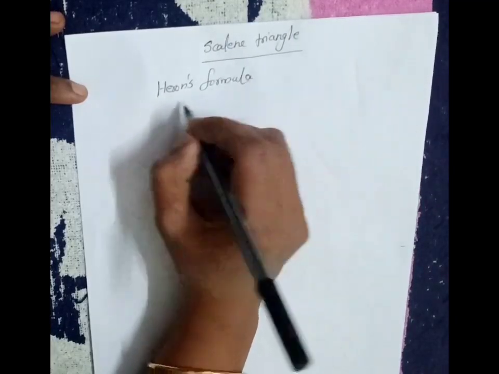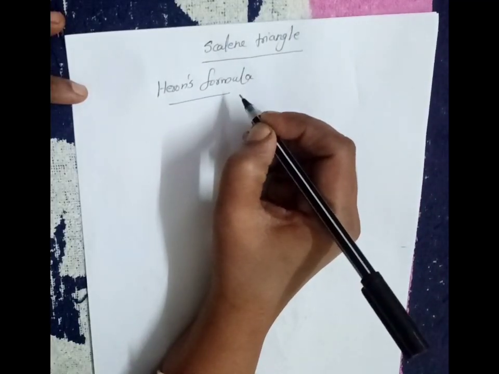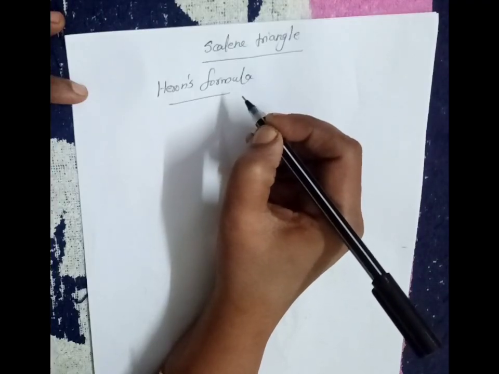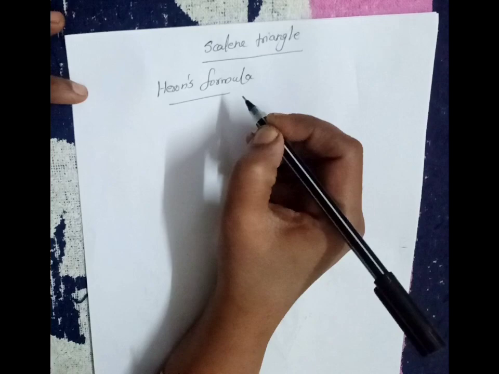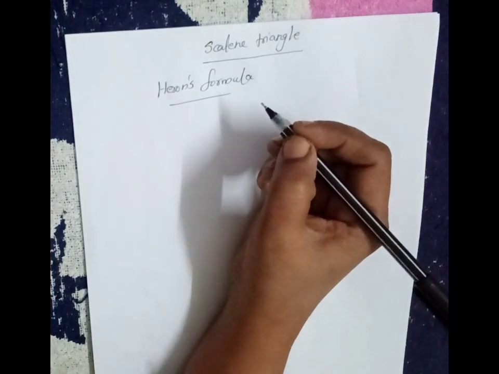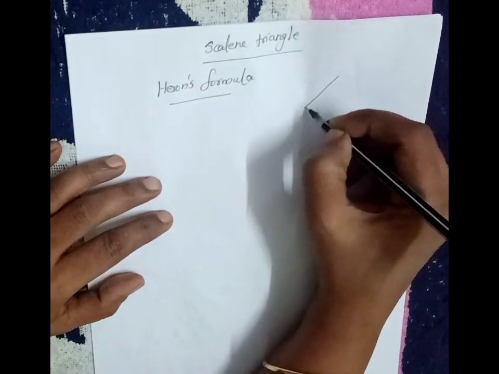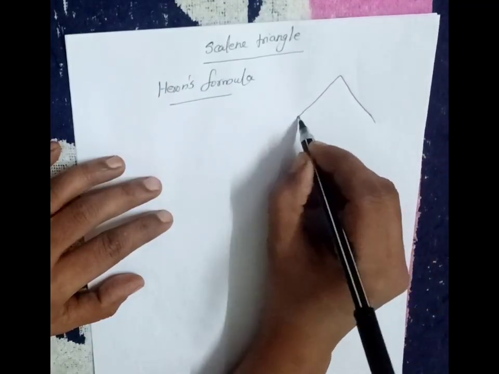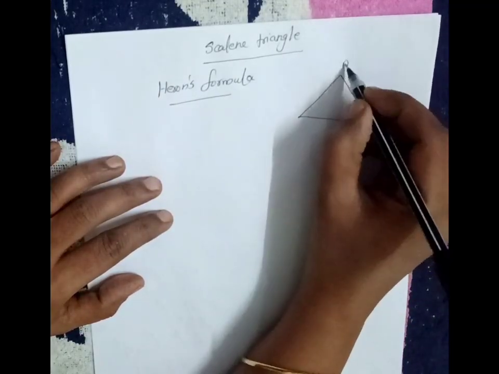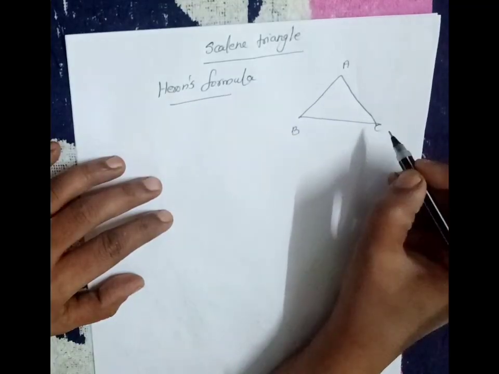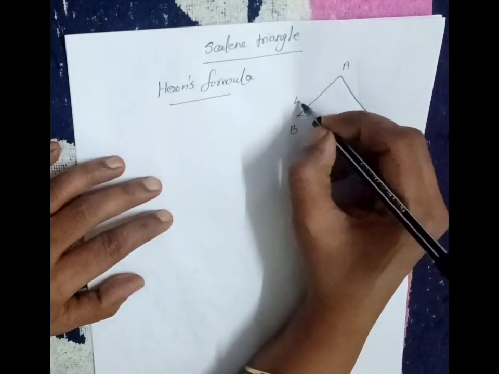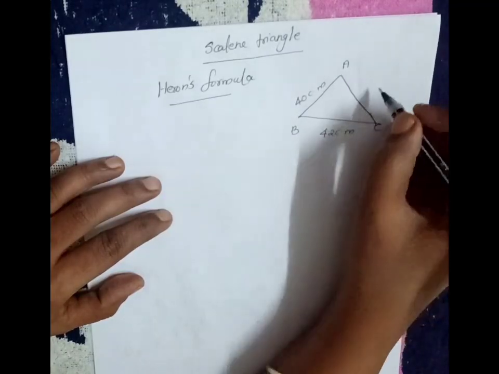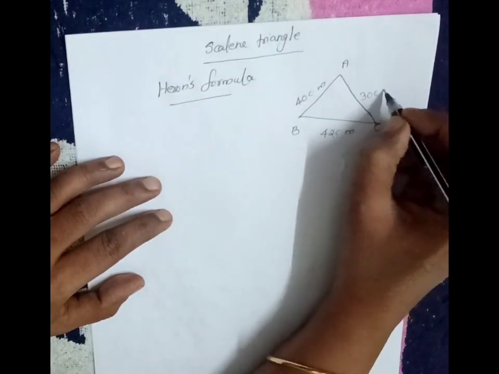Heron's formula can be used for finding the area of a triangle when we know the lengths of all its sides. Let us consider a triangle with sides of different lengths. Consider the triangle ABC. Here AB is 40 centimeters, BC is 42 centimeters, and AC is 30 centimeters.